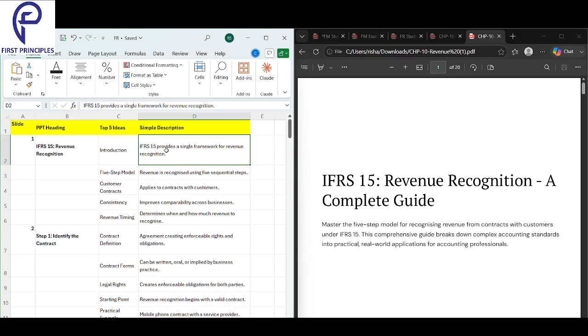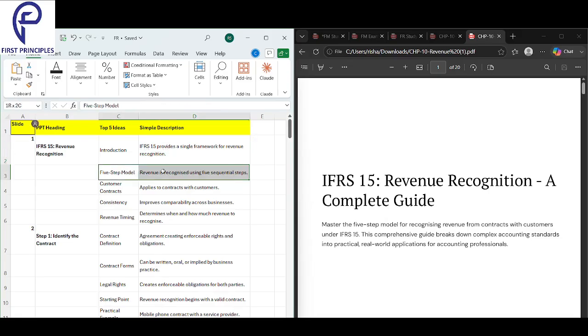It's a single framework for revenue recognition. So if any company wants to record sales, there is one standard that gives the complete guidance on how to record sales, and that's IFRS 15.